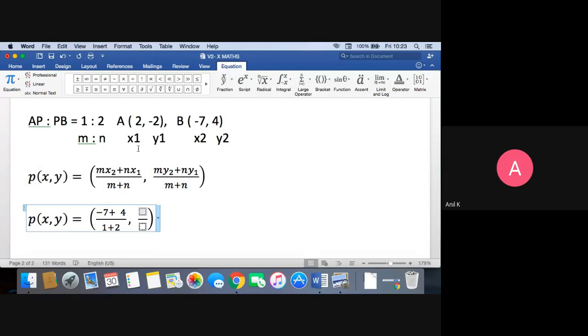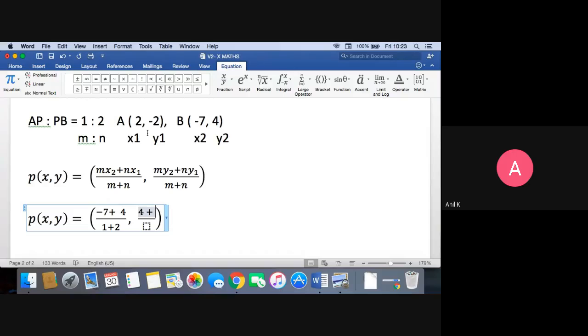m y2. m is 1, y2 is 4, 1 into 4 is 4. So if you are not confident enough, please substitute each and every value, as we did in the previous two examples, and then simplify. Otherwise, there are high chances of making a mistake. Next one is n y1, n is 2, y1 is minus 2.